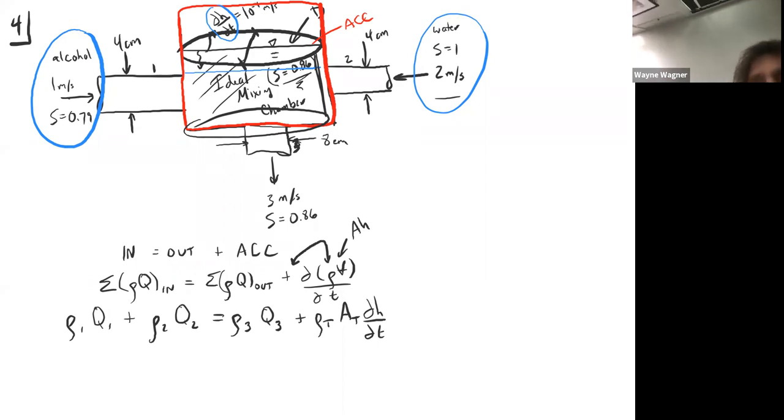The last thing we need to do here is this rho 1, I'm going to make S1, in this case S alcohol, times the rho of water, Q1, plus rho 2, that's S2 rho of water, Q2, equals S3 rho of water, Q3. And this is the rho of the tank, which of course is the same as what's leaving down the bottom. So that's going to be S3 times the area of the tank, which is what we're solving for, times dH/dt. Oh, I forgot my rho water.